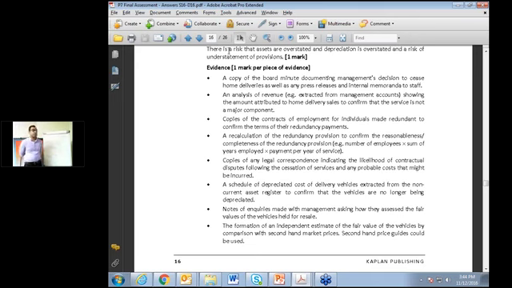And what you are going to write is what you see on the screen: copy of board minutes, analysis of revenue, copies of contract of employment. So rather than saying review the employment contracts to find out if severance has to be paid, you write copy of contract of employment for individuals made redundant to confirm terms of their redundancy payments. Now, against each of the evidences, as you can see on the answer, a little more description has been given.